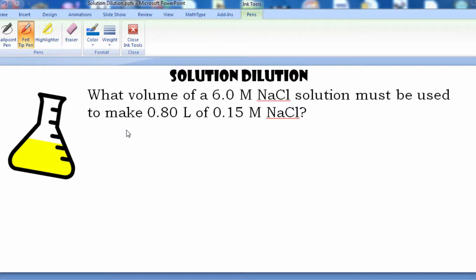So we're going to look at a high concentration and a low concentration compared with a low volume and a high volume, or vice versa, to get the diluted solution with respect to its concentration, or the concentrated solution with respect to its concentration.